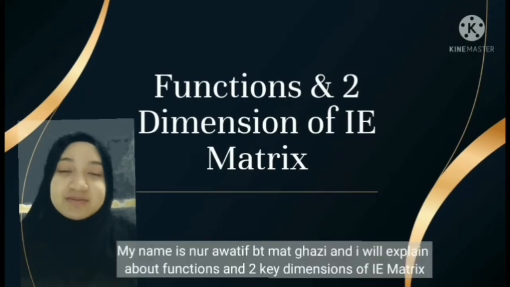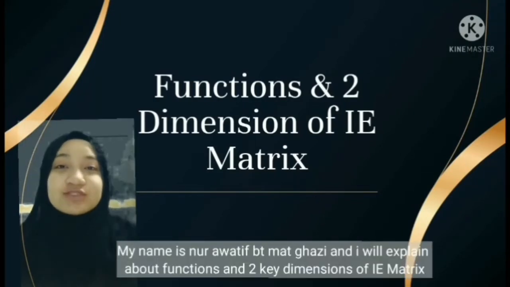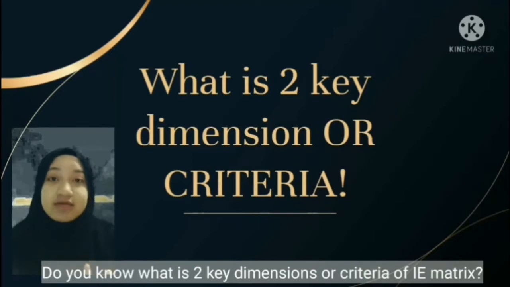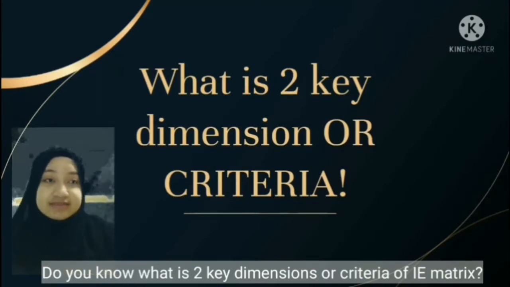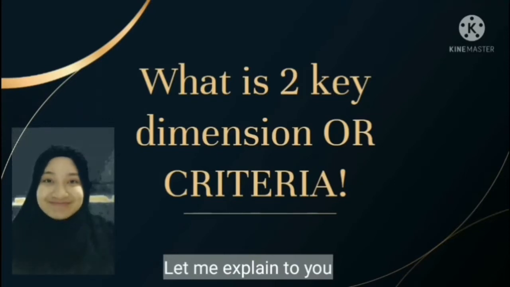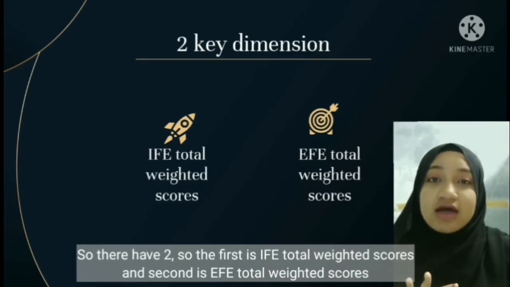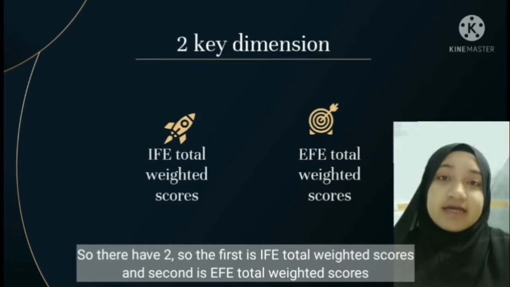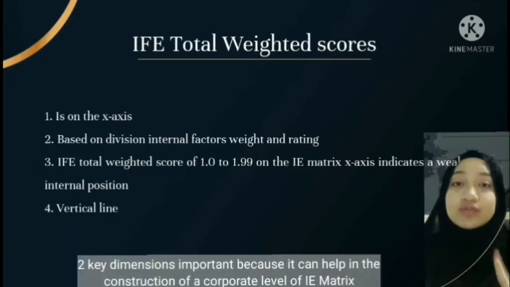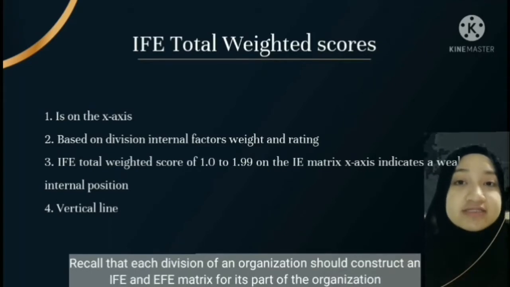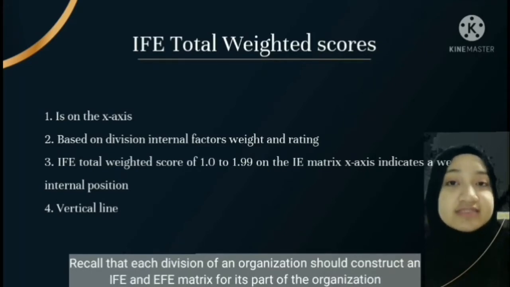I will explain about the functions and two key dimensions of the IE Matrix. Do you know what the two key dimensions or criteria of the IE Matrix are? Let me explain to you. They have two. First is the IFE total weighted score, and second is the EFE total weighted score. The two key dimensions are important because they can help in the construction of the corporate level IE Matrix. Recall that each division of an organization should construct an IFE matrix and EFE matrix for its parts of the organization.